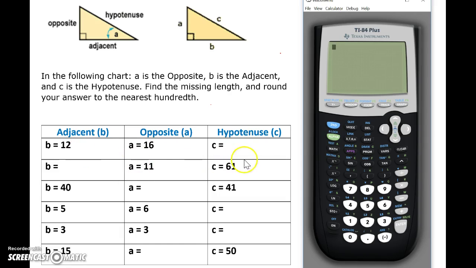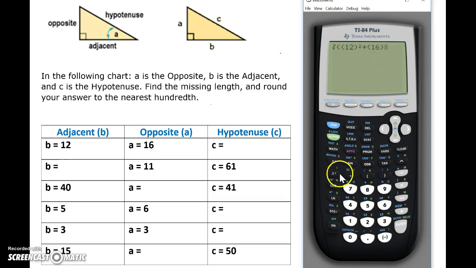For this one, we have 12 and 16. We're going to go 12 squared plus 16 squared, square root, to find C. Right, so let's see how we do this. On my calculator, I'm going to hit second function and then the square root. On most of your calculators, you'll probably have to do double brackets. So the first thing we need to do is 12 squared plus brackets 16 squared.